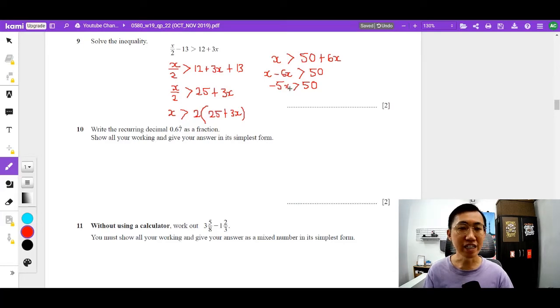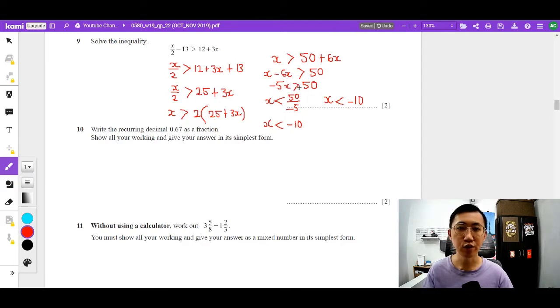When you do inequality, dividing by a negative number will have to shift the operation, okay? The inequality will reverse direction now. So continue with the working. X. Now reverse this. 50 divided by negative 5. So x is now less than negative 10. Okay, that will be the answer. So remember this, when you divide by a negative number, you will reverse the inequality.